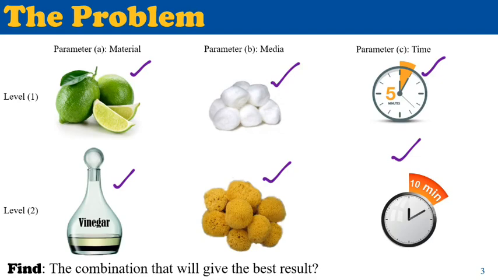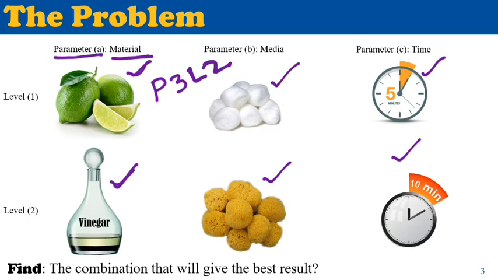So the first parameter, we call it material. Okay, what are the materials we're using? And this is called P. So we say P3L2, remember? If the first parameter is my material, I can have two materials here, lemon and vinegar. So that means L2. So parameter 1, L2.